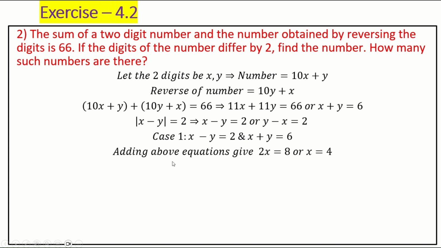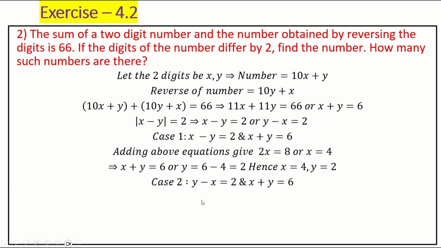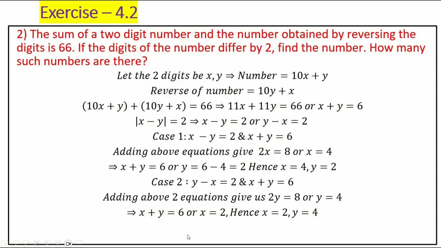With this you can just do the elimination method, adding both of them: 2x equal to 8, so x equal to 4, which means y is equal to 2. So 4 comma 2 is one solution. Case 2, y minus x equal to 2. In this case, if you add, you will get 2y equal to 8, or y equal to 4, and x equal to 2. So the answer is 2 comma 4 in this case. 4 comma 2 or 2 comma 4. So 42 or 24. These are the two numbers basically. Okay. Next.